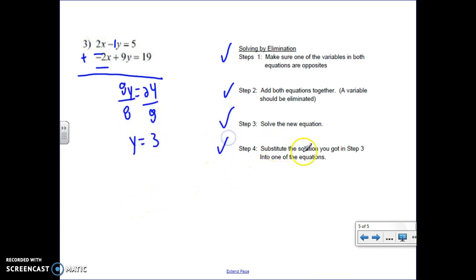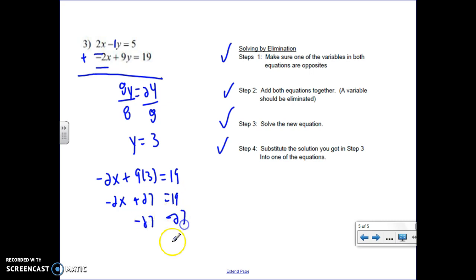Step 4, I'm going to substitute what y equals into one of these equations. So I'm going to do the second one. -2x plus 9 times 3 should equal 19. -2x plus 27 equals 19. Subtract 27 from both sides. So I get -2x equals -8. Divide both sides by -2. You get x to be +4.